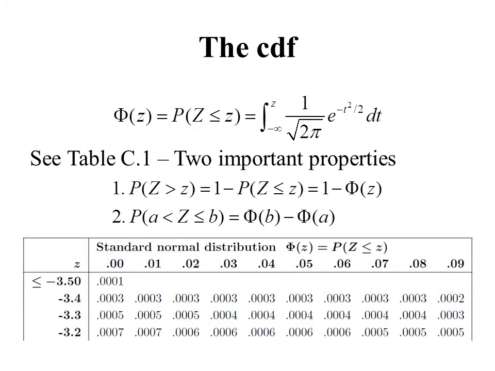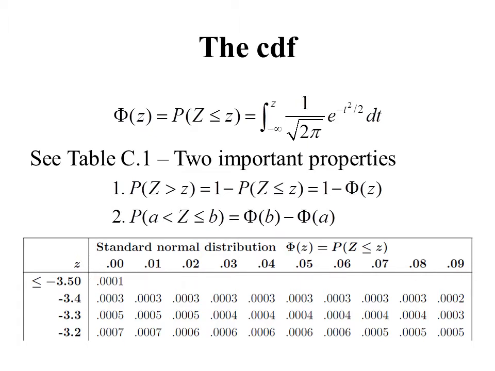Now this table is broken into two parts. There's one table for negative values of z and another table for positive values of z. You see the title, Standard Normal Distribution, phi of z is the probability that Z is less than or equal to z. Over here the leftmost column gives you the ones and tenths digits of z, and then the top row gives you the hundredths digit of z.